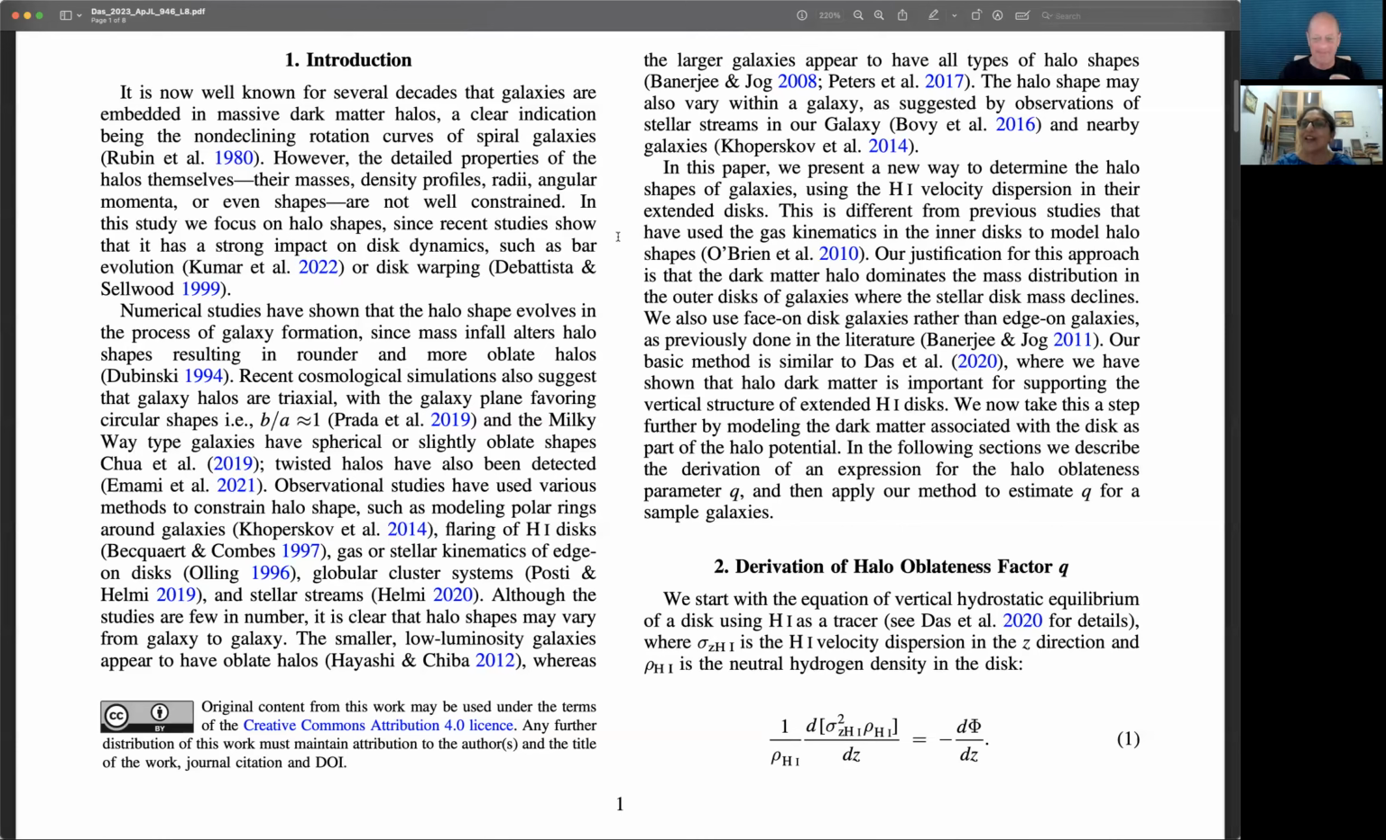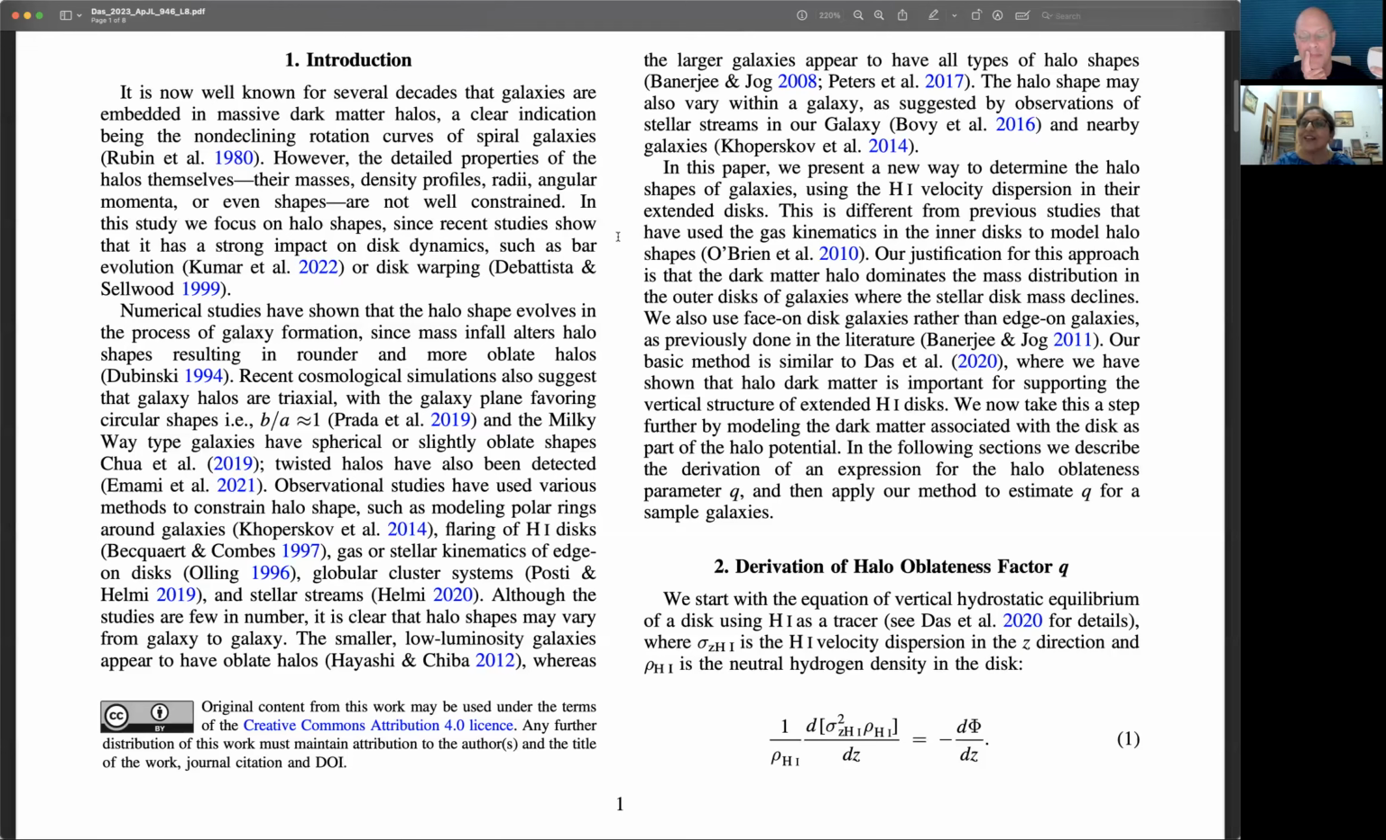And the view has been changing. Sometimes there are some studies which say that it's prolate, some studies which say that it's not. So from both theory and observations, I think you can have halos which are not only different in shape, but internally, their shape may also be changing with radius.